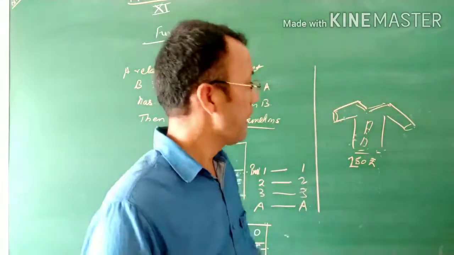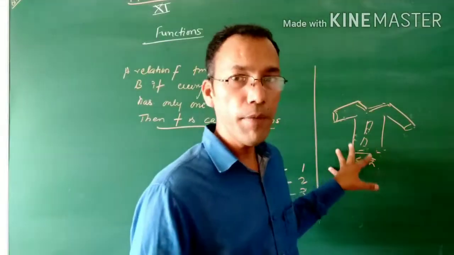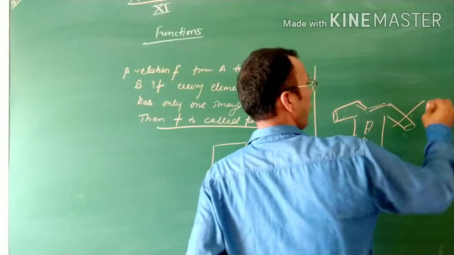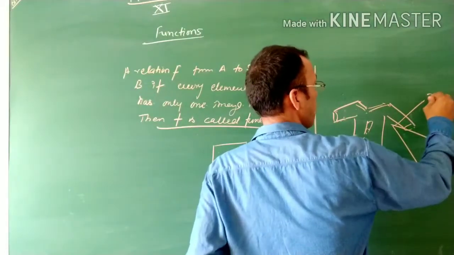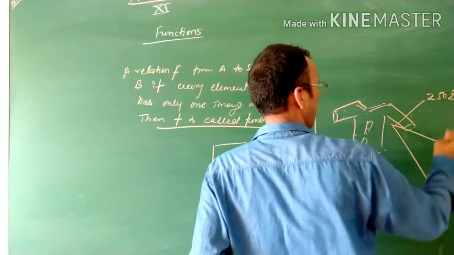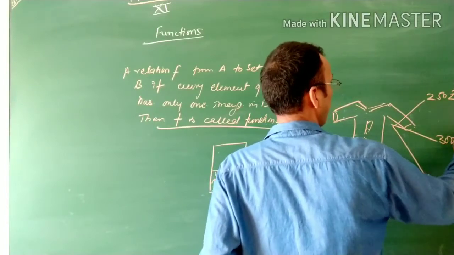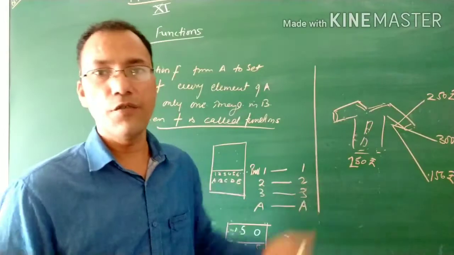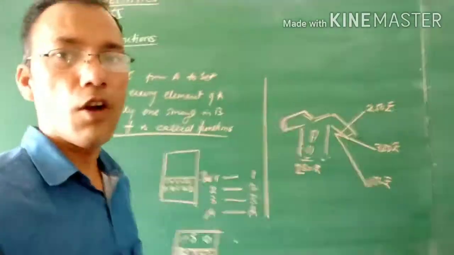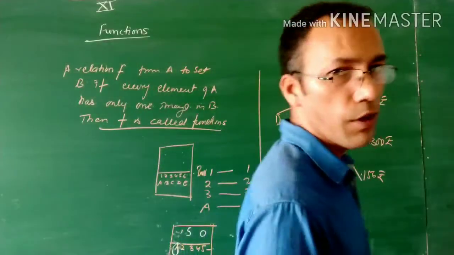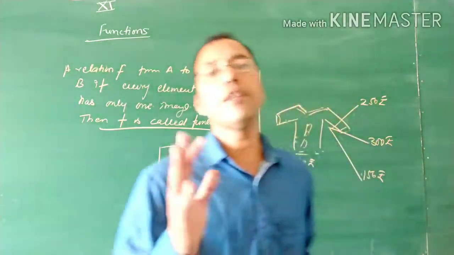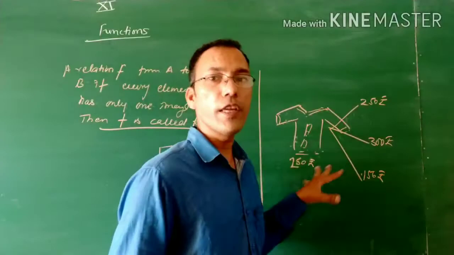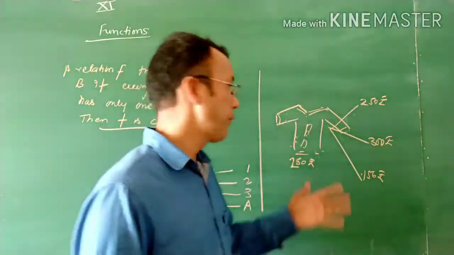So that's why the image of this t-shirt is very different. This is 250 rupees, that is 300 rupees, that is 150 rupees. The same t-shirt has 3 different values. So that is not a function. In mathematics, we will not call it a function, right? And if it is not a function, we cannot predict the future value of this.